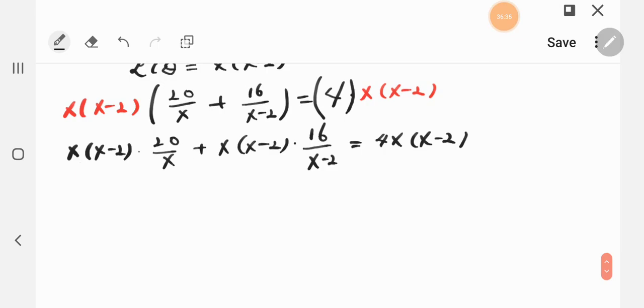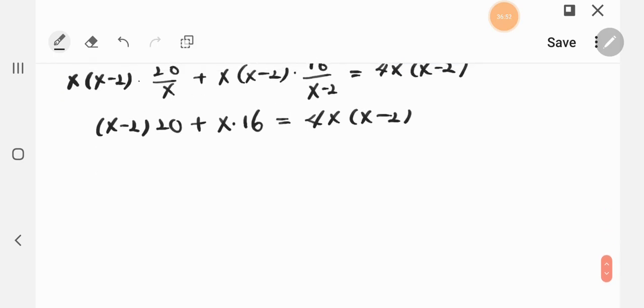Okay, then from the first term, we can cancel out x, so we have x minus 2 times 20. In the second term, x minus 2 cancels out, so x times 16. Then the right side. All right, and then distribute. So 20x minus 40 plus 16x is equal to 4x squared minus 8x.